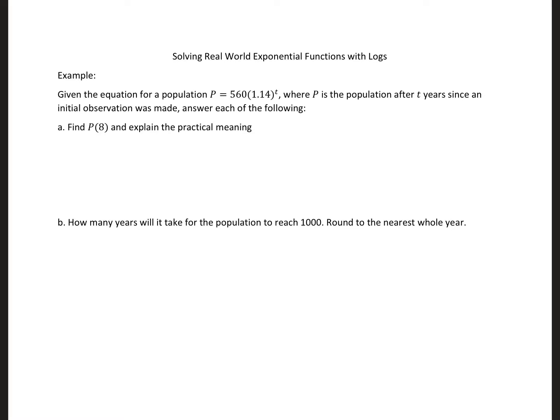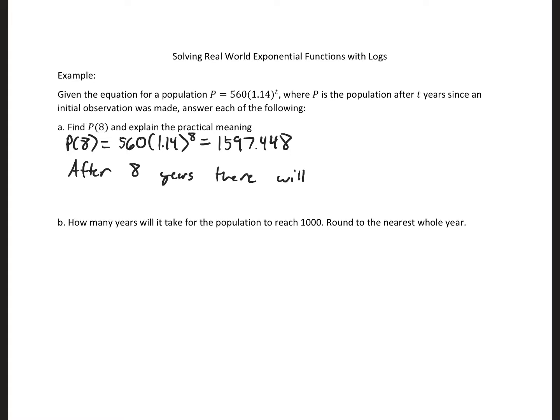So let's find P of 8 and interpret the practical meaning. P of 8 is telling me to plug in 8 for t. So if we plug in 8 for t and evaluate with our calculator, we'll get 1,597.448 to 3 decimal places. So what does this tell us about the population? We inputted 8 years, we're outputting a population. So after 8 years, there will be, and I'm going to round this to the nearest person, 1,597 people.